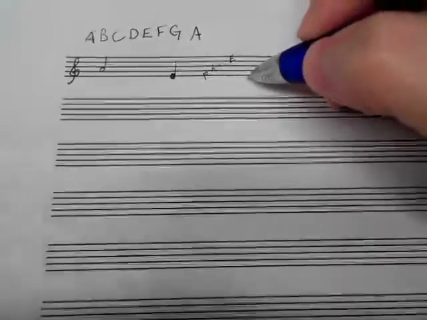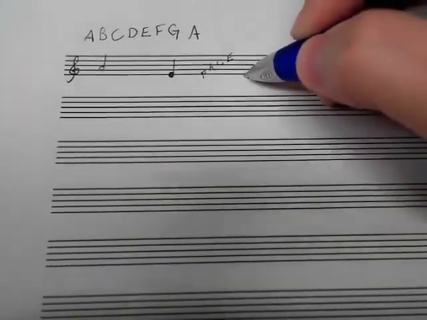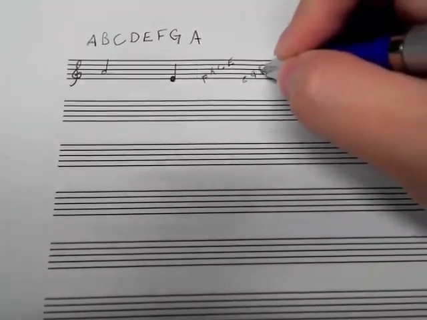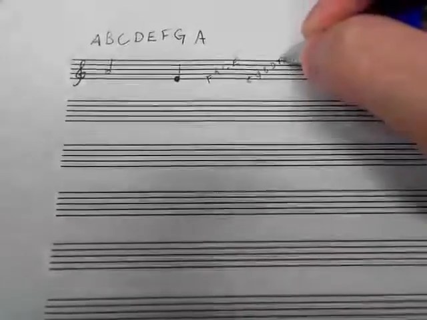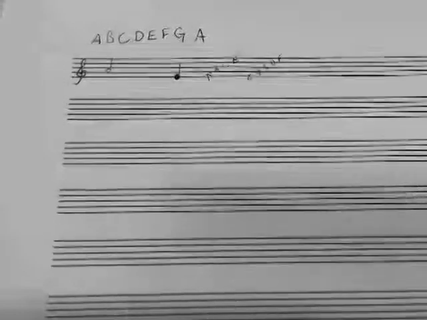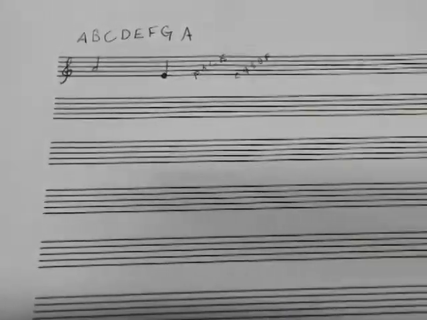If you want an acronym for the lines, you have E, G, B, D, F. And I guarantee you, if you Google this, you'll find some pretty amazing acronyms. Or you can make up your own. That's also kind of fun. However works best for you is what you should do.